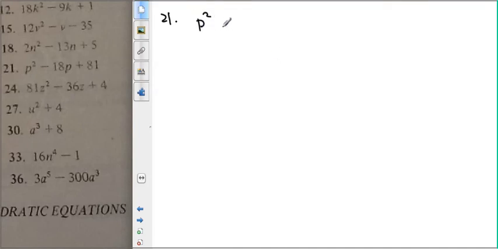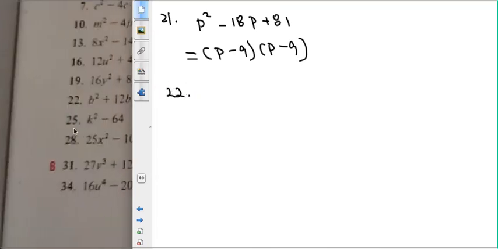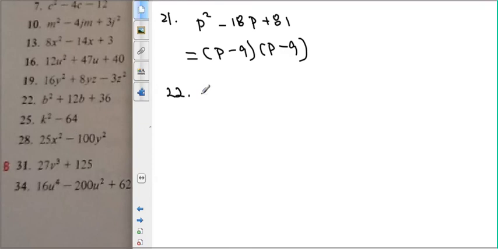P squared minus 18p plus 81. Notice, wait a minute, this can be easily done with p minus 9 and p minus 9. That's it, very simple. 22. B squared plus 12b plus 36. Oh, wait a minute, this one seems to be also two numbers multiplied 36 add up to 12. In fact, that's equal to b plus 6 squared.